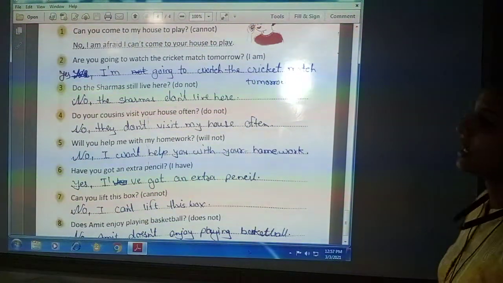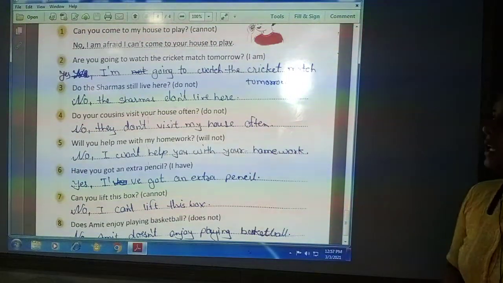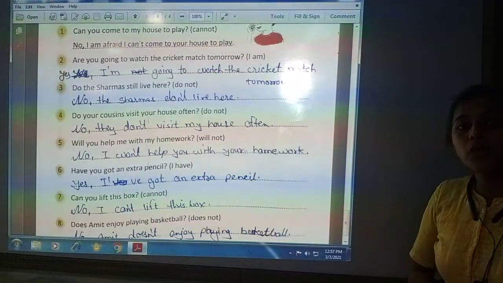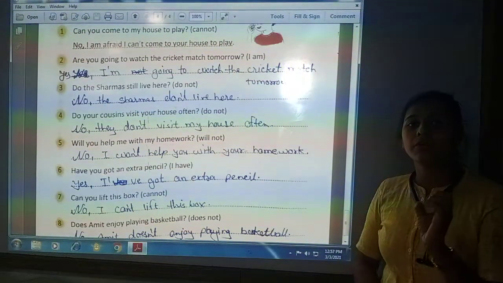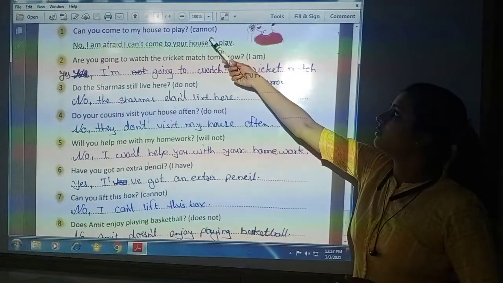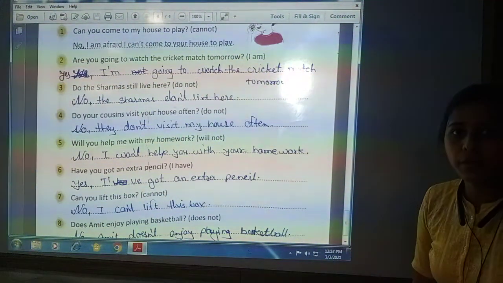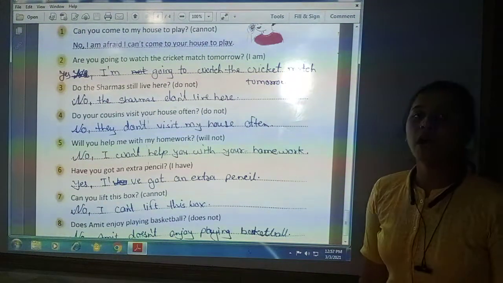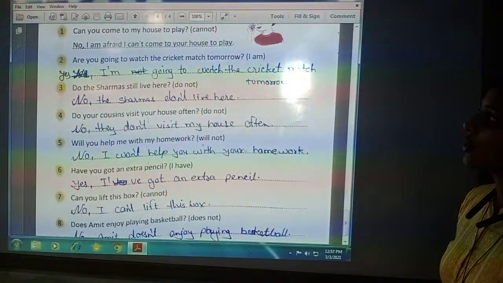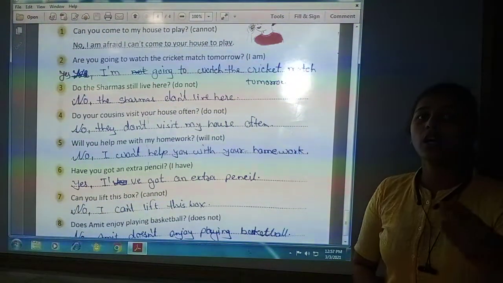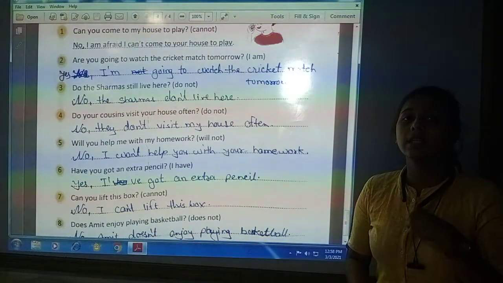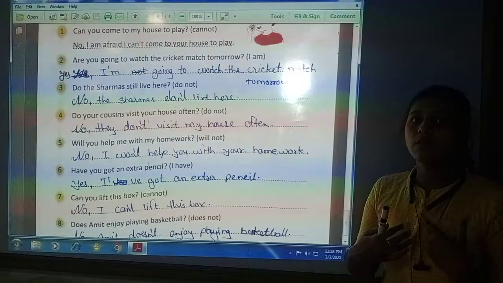So here is our last exercise. Let us see. Here in the bracket, it is given to you which word you have to make into a contraction, or you have to write the short form of the word which is given in the bracket. Now let us see how we can use it in the sentence. First sentence is given, can you come to my house to play? Then your answer. If someone is asking you, you will reply as me, I. Okay, you will reply by yourself.